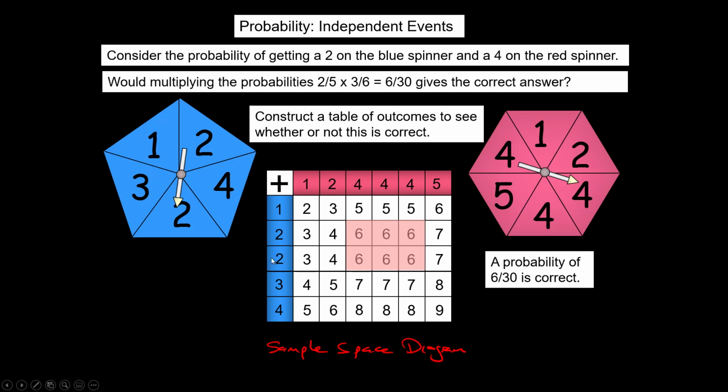So those are the 2s and 4s, which will give us 6 altogether. So we got 6 out of 30. So you can use either method. You can use either the sample space diagram or multiply the probabilities to get the correct answer.